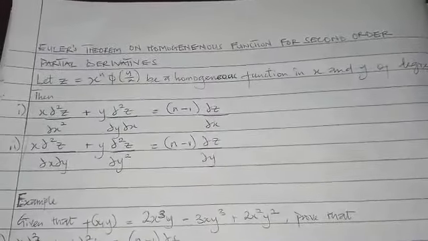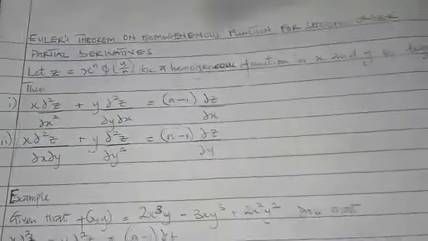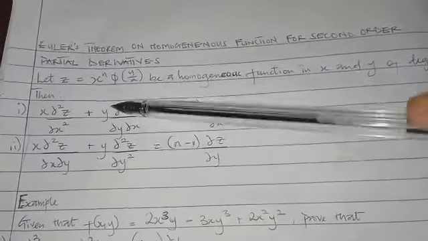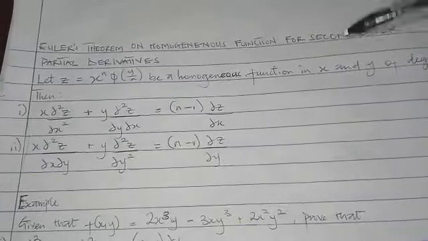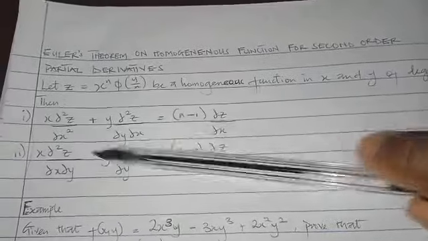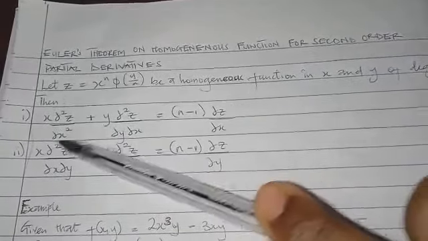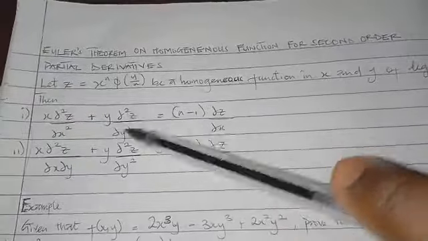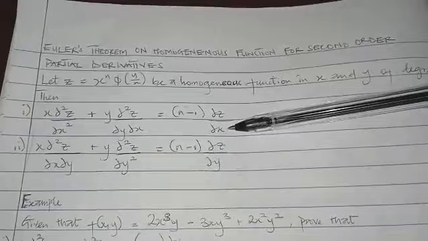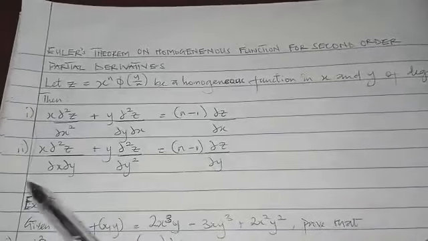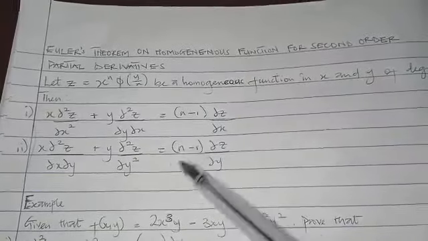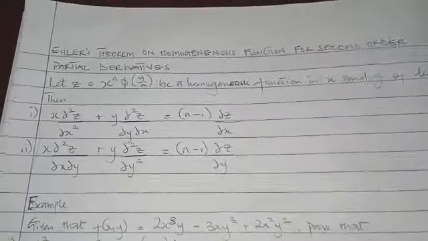Okay, so this is a new topic, Euler's theorem on homogeneous functions for second order partial derivatives. Let z be a homogeneous function in x and y of degree n, then x ∂²z/∂x² + y ∂²z/∂y∂x is equal to (n-1) ∂z/∂x, and x ∂²z/∂x∂y + y ∂²z/∂y² is equal to (n-1) ∂z/∂y.